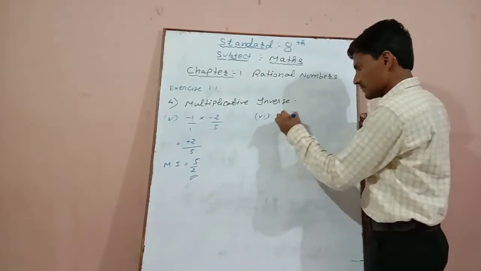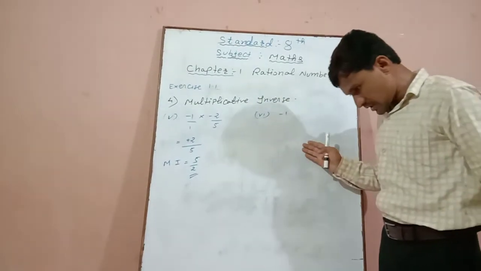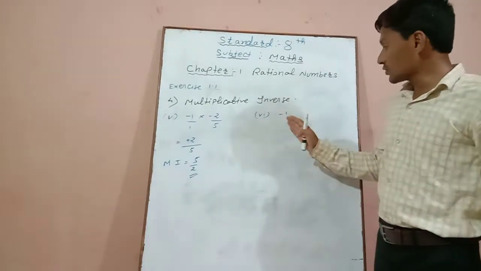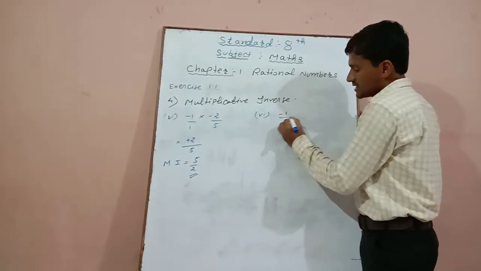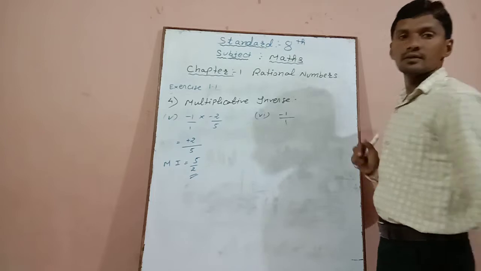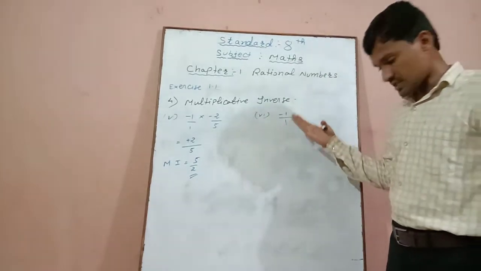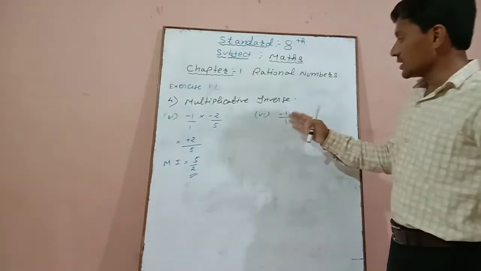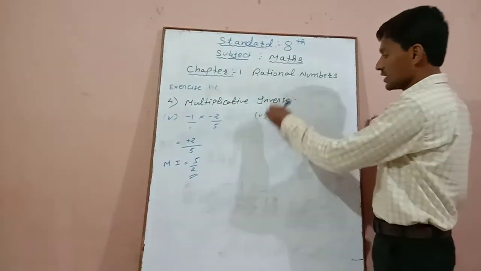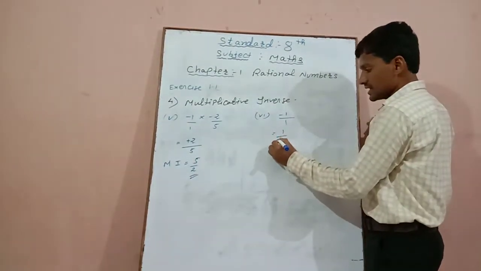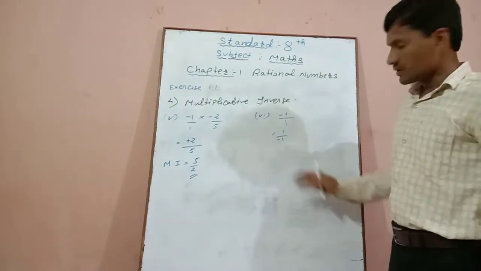Minus 1 is the multiplicand. There is no denominator, that means we will put 1 here. Okay, now we have to change the sign. So we will see what will be the multiplicative inverse. So 1 will be on the upper side and minus 1 will be on that side.